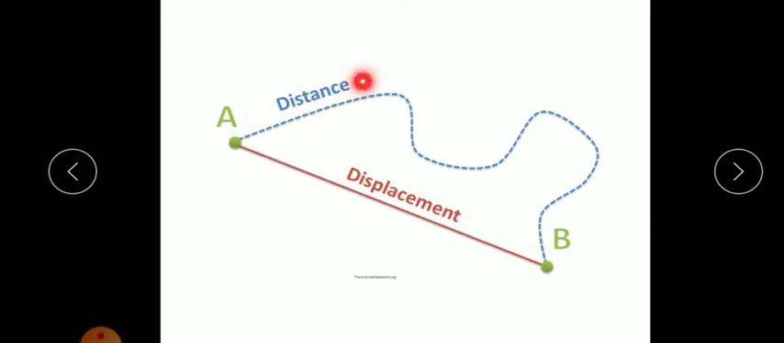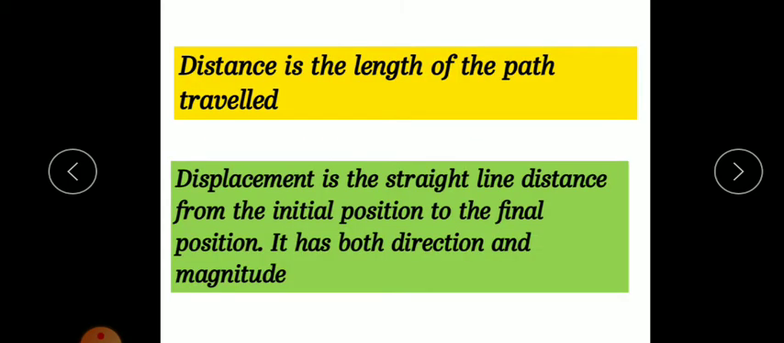And this is another path, this curved path. If the body travels along this path, then this will be its distance and this will be its displacement. So displacement tells the change in position, while distance gives the length of the path traveled. Distance is the length of the path traveled. Displacement is the straight line distance from the initial position to the final position. It has both direction and magnitude.